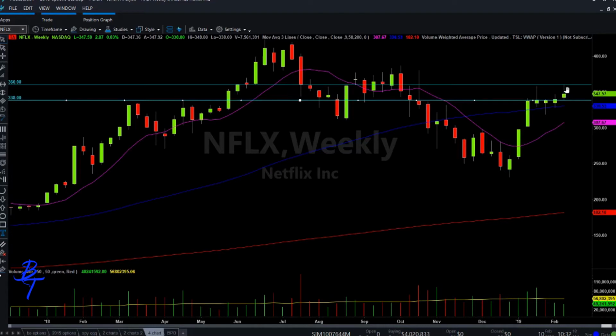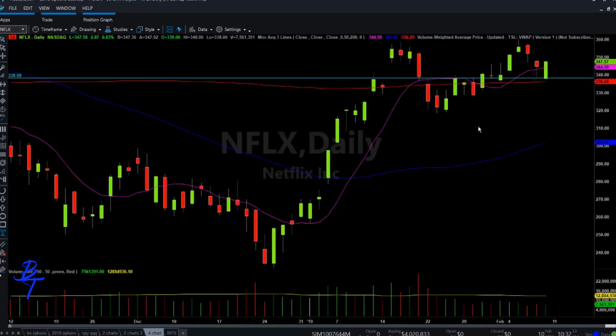So you will look for it to either hold or come through it and come back up. So you can use this as like the weekly support. Then I go in and I do my daily support.